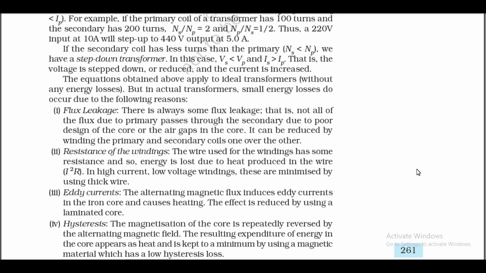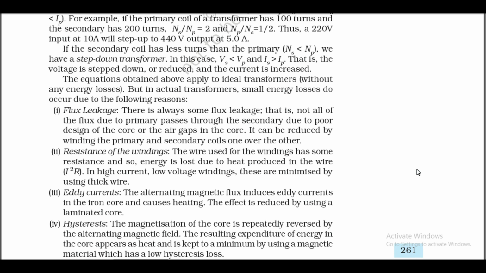The equations obtained above apply to ideal transformers without any energy losses. But in actual transformers, small energy losses do occur due to the following reasons. First, flux leakage. There is always some flux leakage, that is, not all of the flux due to the primary passes through the secondary due to poor design of the core or air gaps in the core. It can be reduced by winding the primary and secondary coils one over the other.